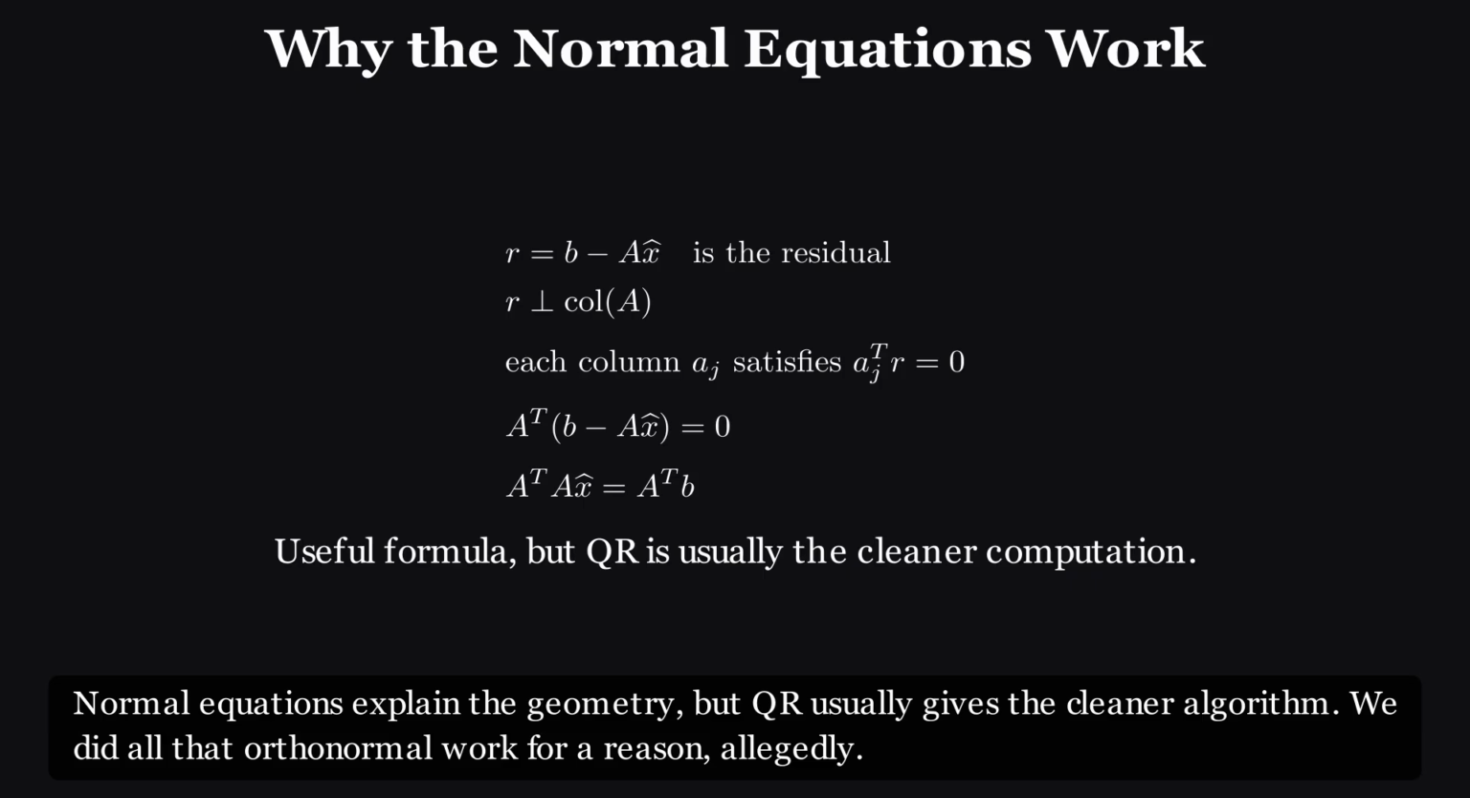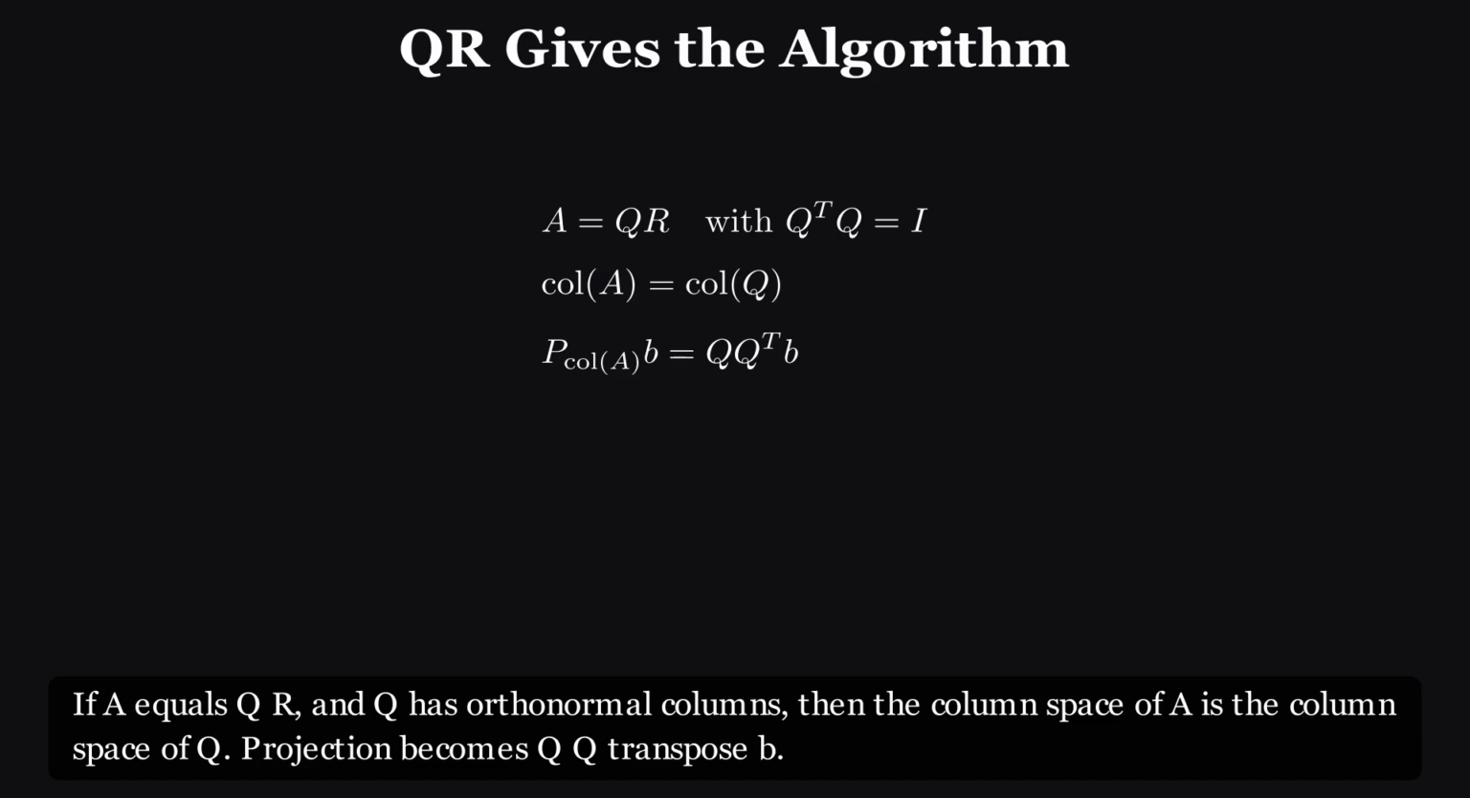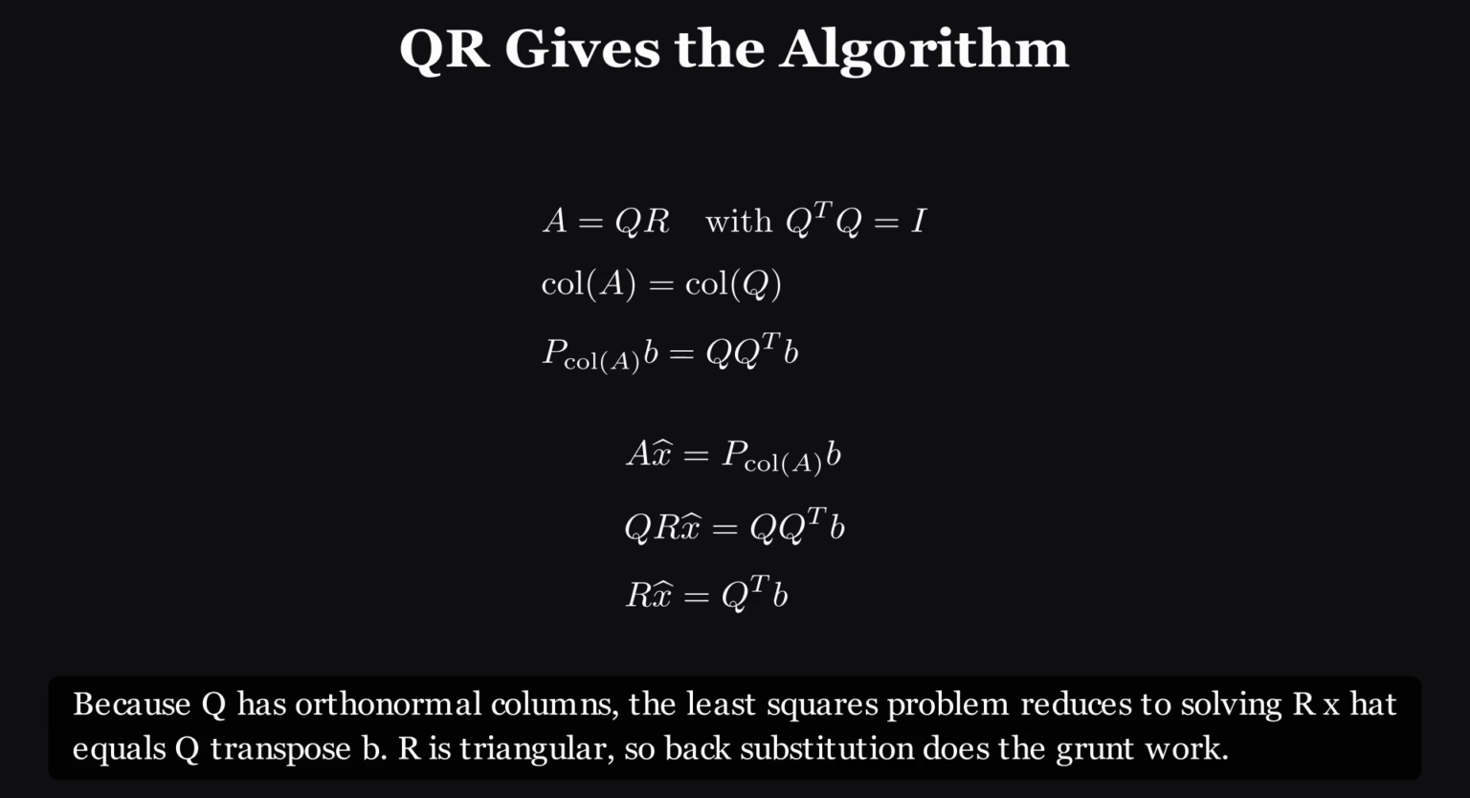But QR usually gives the cleaner algorithm. We did all that orthonormal work for a reason. Allegedly. If matrix A equals QR, and Q has orthonormal columns, then the column space of matrix A is the column space of Q. Projection becomes QQ transpose B. Because Q has orthonormal columns, the least squares problem reduces to solving R x hat equals Q transpose B. R is triangular, so back substitution does the grunt work.